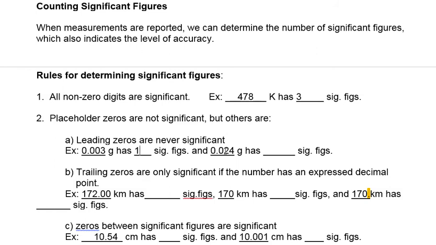If we look at 0.024, again, those leading zeros, not significant. So we have 2 significant figures there.